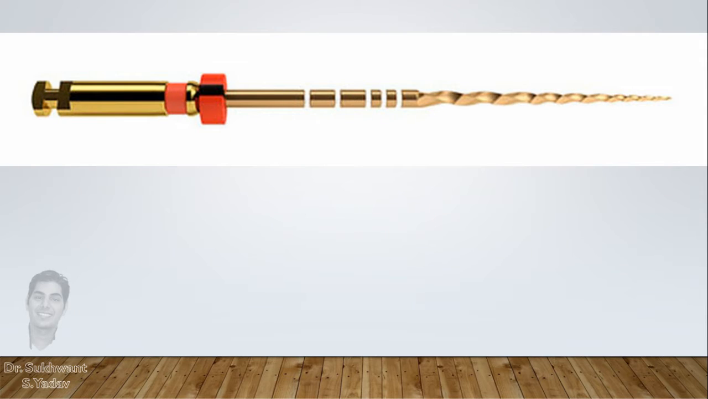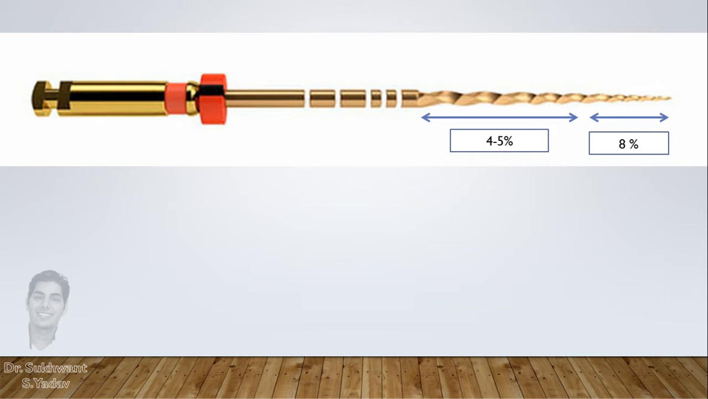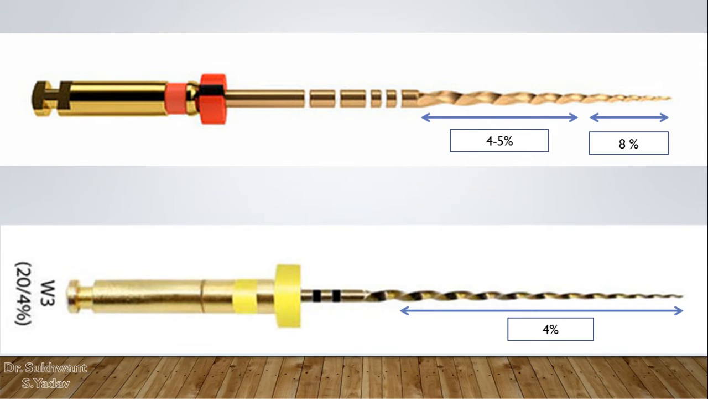In variable taper files, here it can be 8% or here it can be less, like 4 or 5%. This means in the apical part the width is increasing at the rate of 8%, but in the middle or coronal part it is increasing at a rate of 4 or 5%. While in constant taper files this increase in width is constant, like 4%.